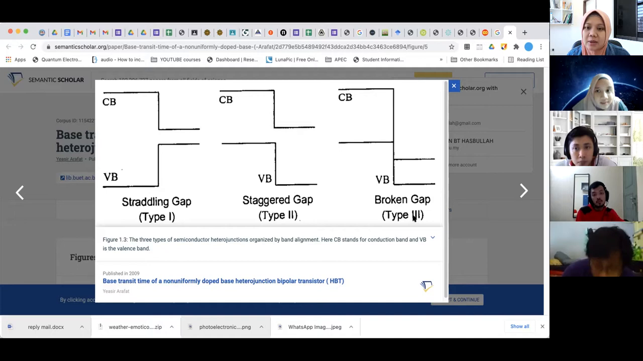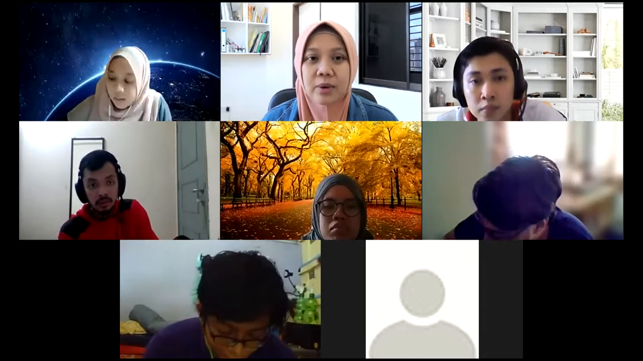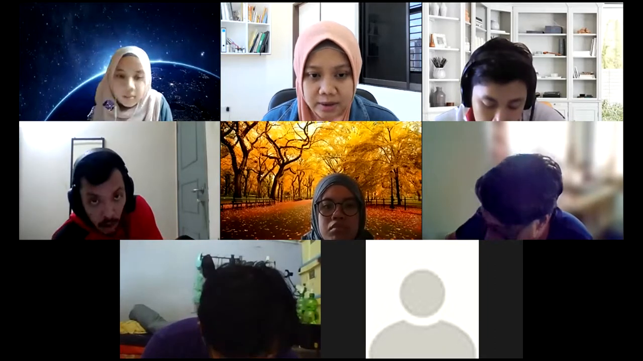And then type 3: sometimes there is no gap, it closes like this. This is very rare, but it exists. How did scientists figure this out? They did a lot of experiments, found the result, and assumed the energy band diagram is like this. But the one we'll be doing is type 1. There are different types of band alignment for semiconductors, but the most common is type 1, so we'll do type 1.